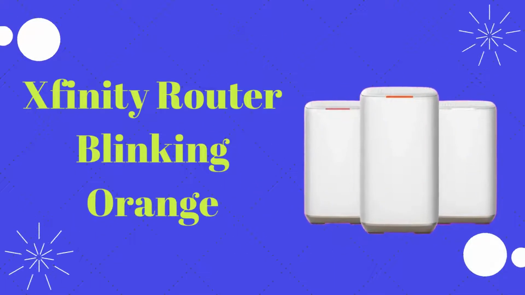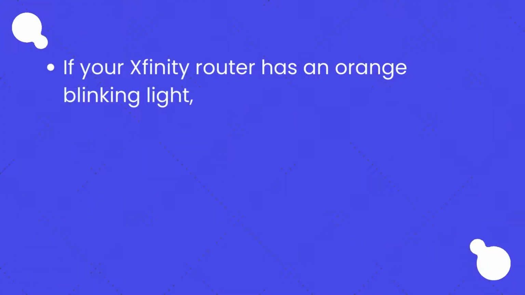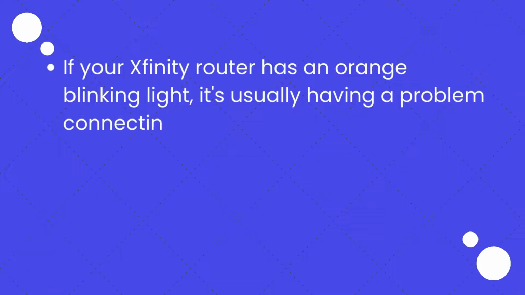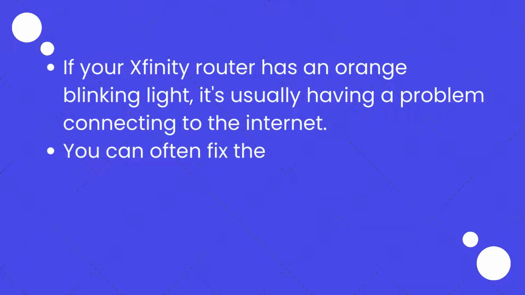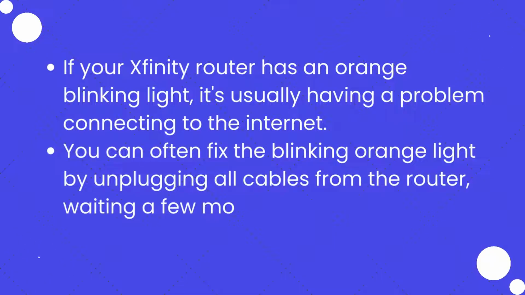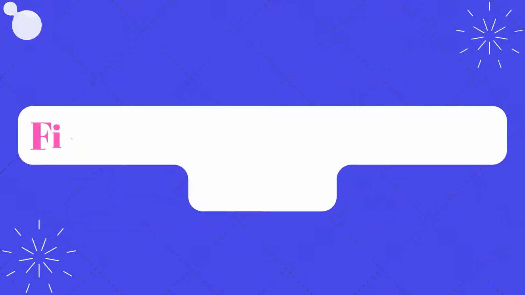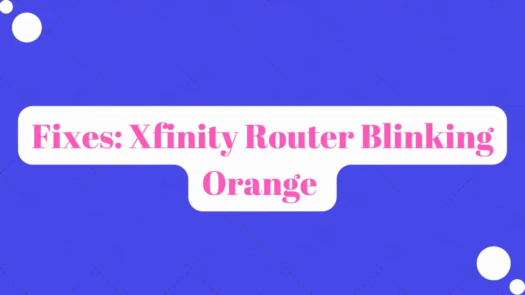Xfinity router blinking orange. If your Xfinity router has an orange blinking light, it's usually having a problem connecting to the internet. You can often fix the blinking orange light by unplugging all cables from the router, waiting a few moments, and then plugging them back in. Fixes: Xfinity router blinking orange.